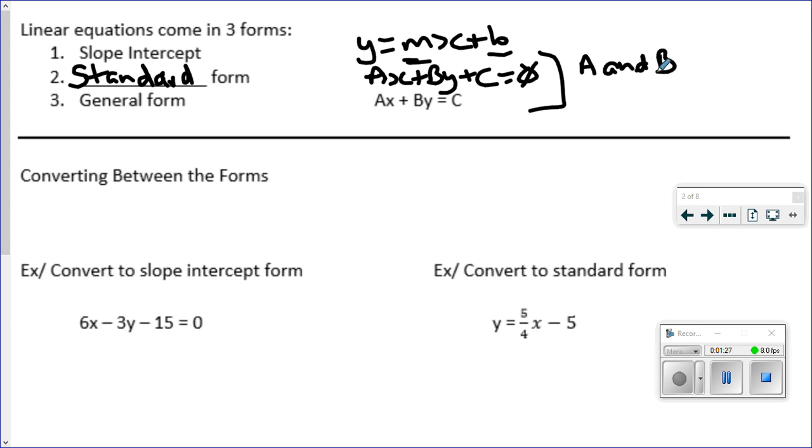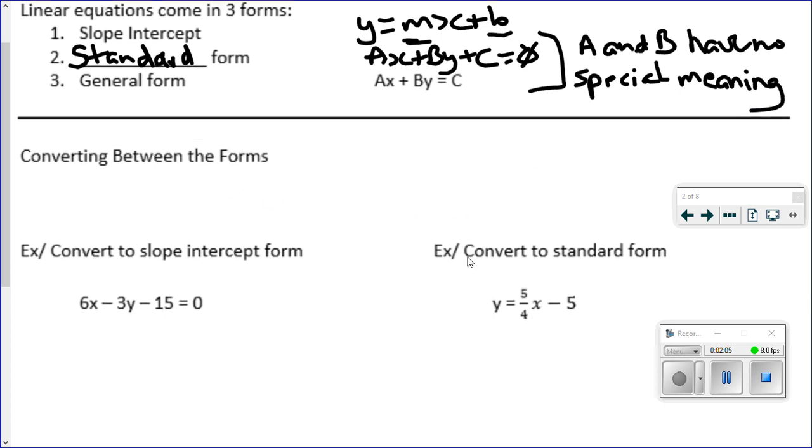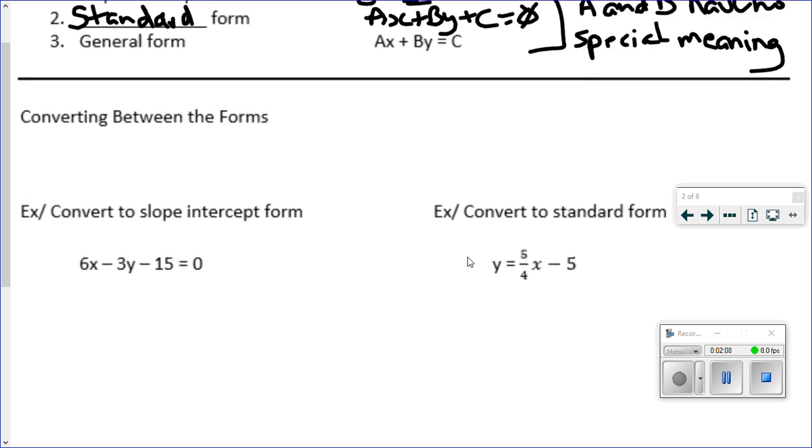Okay, now before we move on, a and b have no special meaning. In the slope-intercept form, the m is slope, the b is the intercept. They have special meanings. The a means nothing other than there's a number with the x. The b means nothing other than there's a number with the y. The c, the reason I don't include the c in that is that depending on the conditions, the c could be your y-intercept. We're not going to delve too deeply into this, although it'll become apparent why sometimes it has meaning and sometimes it doesn't in a few minutes.